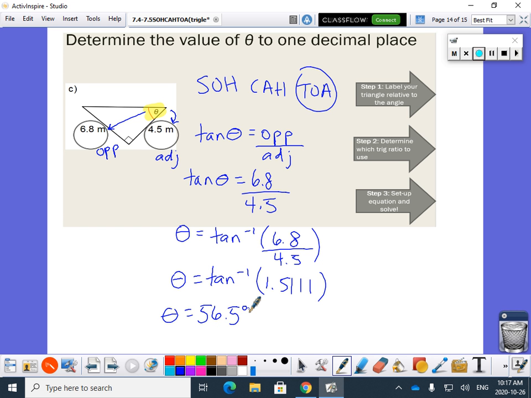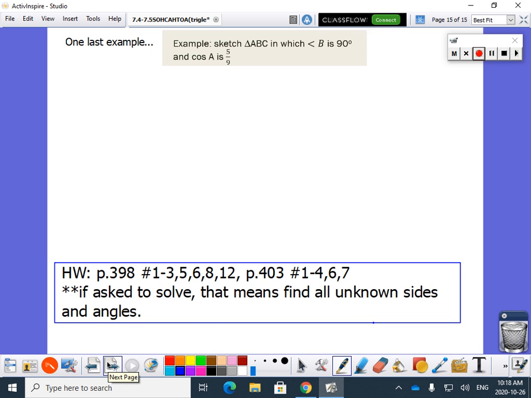Alright, are we good here? Last question. Slightly different type of question that you might see, but after this slide you'll know how to do it. One last example. Sketch triangle ABC in which angle B is 90 degrees and cos A is 5 over 9. So, right away, I'm going to draw a right triangle. Yours is probably going to look better than mine.